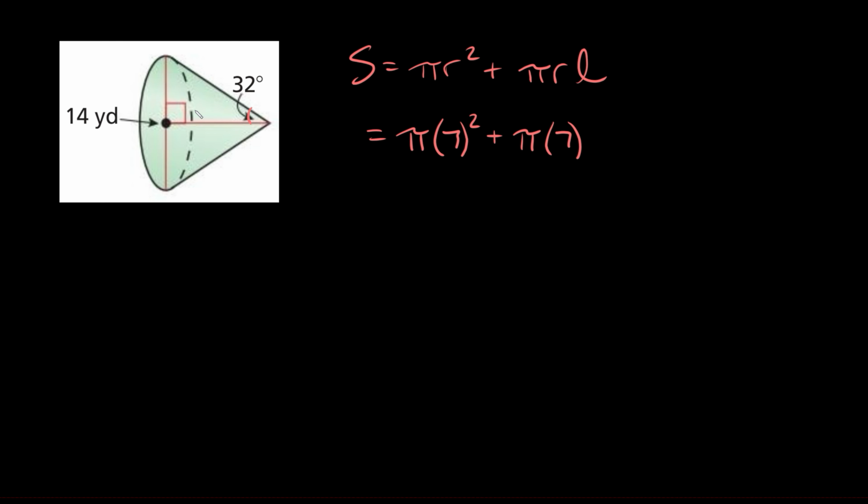So remember, L is the slanted height of the cone. If we want to find L, it would be this distance right here. As you can see, it's the hypotenuse of this right triangle.